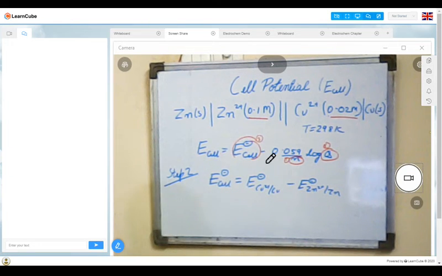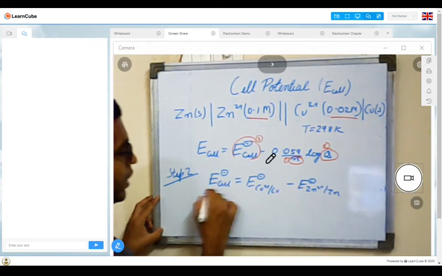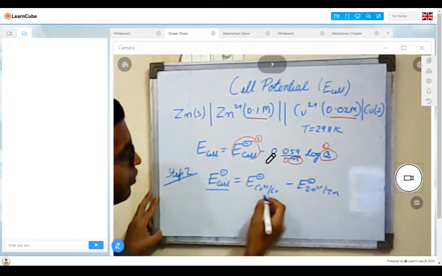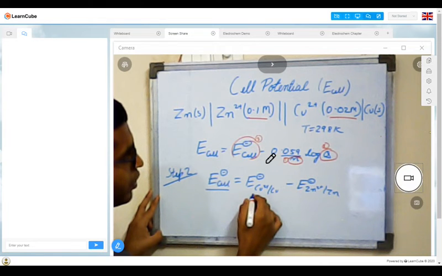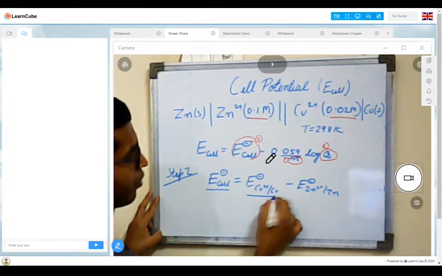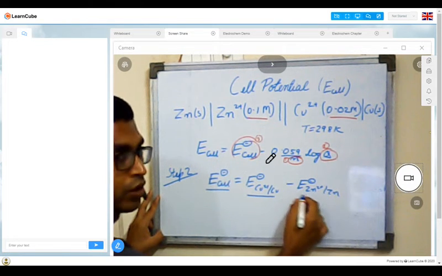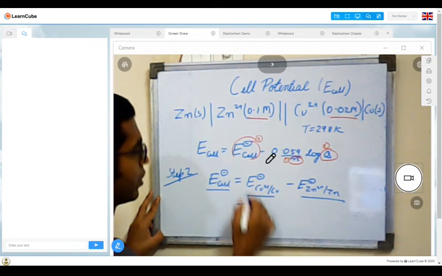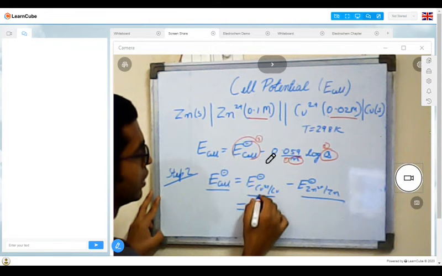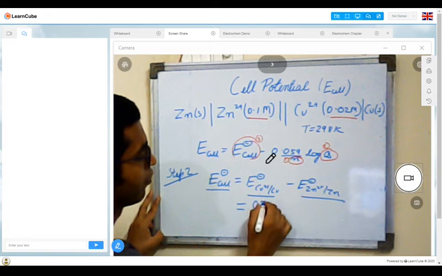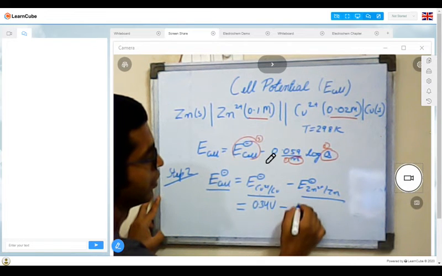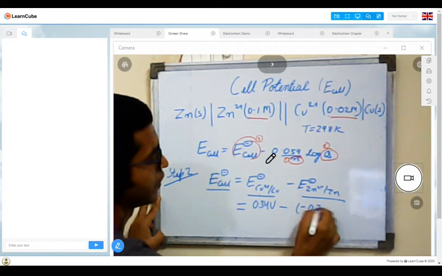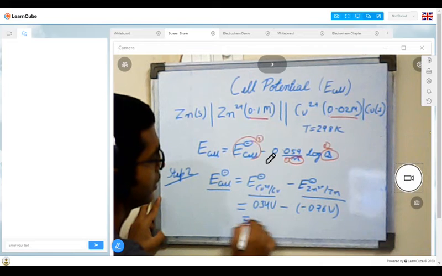So to calculate E naught cell, we have to subtract the electrode potential of the left hand side, which is my zinc, from the electrode potential of the right hand side, which is my copper. From the table which I showed you just earlier, the standard electrode potential is 0.34 volts for copper, minus of minus 0.76 volts for zinc. So total E naught of cell becomes 1.1 volt.